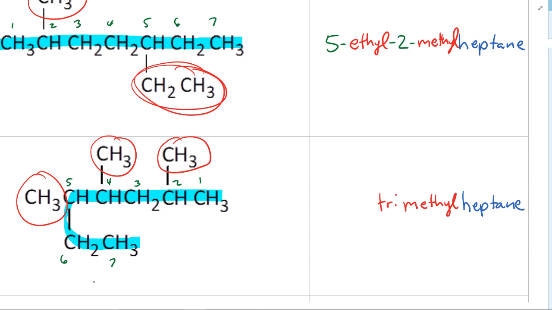Since we've now counted these 7 positions, we'd say that the 3 positions of the methyl groups are, help me out here, 2 and 4 and 5. When we write them in, how do we write them in? With commas. So we put 2, 4, 5. And the way we'd read this is as 2,4,5 trimethyl heptane. So 2,4,5 trimethyl heptane. Any questions on this one?